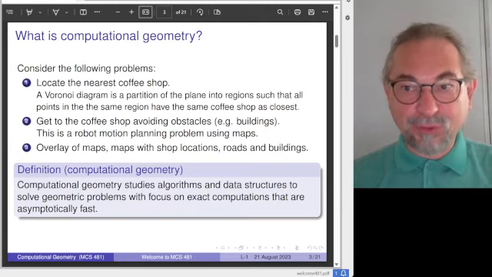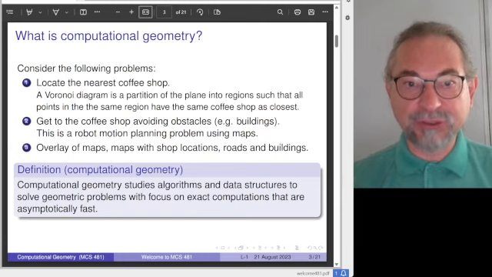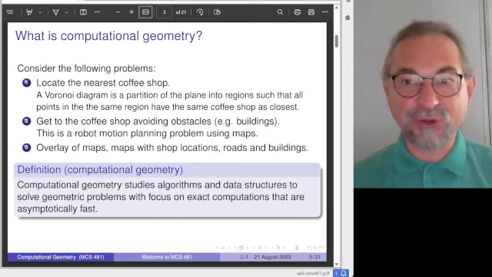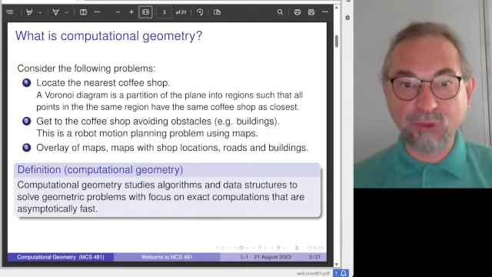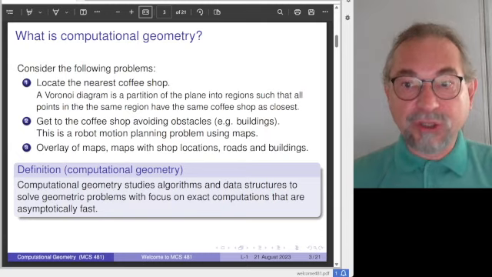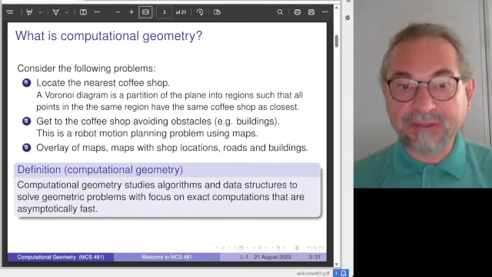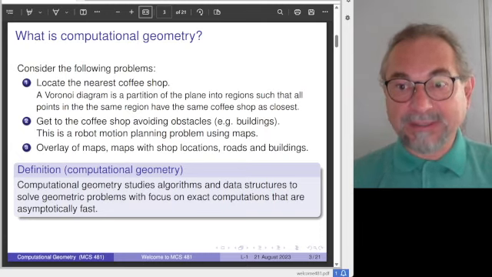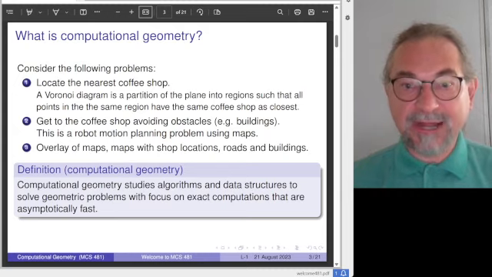The first three bullet points here are an indication of the importance of geometry to applications. This is not an applied geometry course. The applications will be used to motivate the geometry problems. So what is computational geometry? It is the study of algorithms and data structures to solve geometric problems with the focus on exact computations that are asymptotically fast.